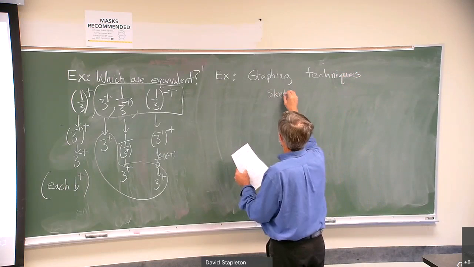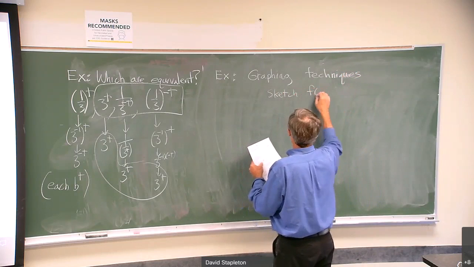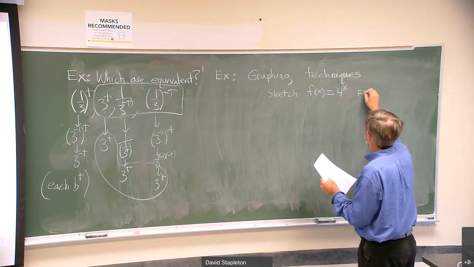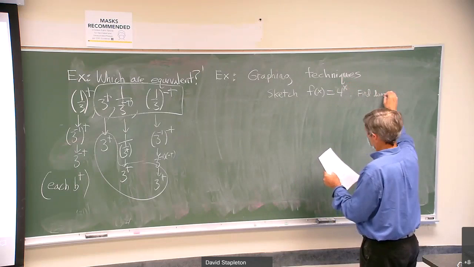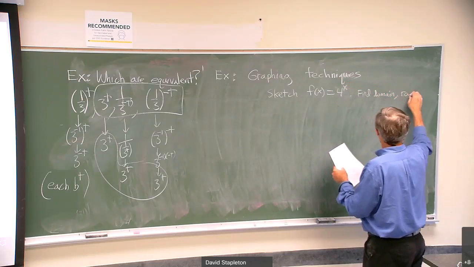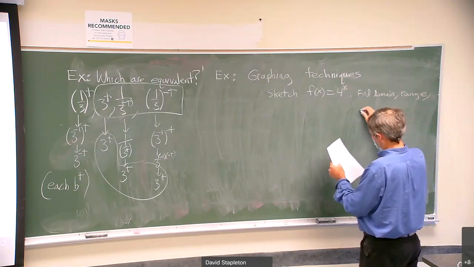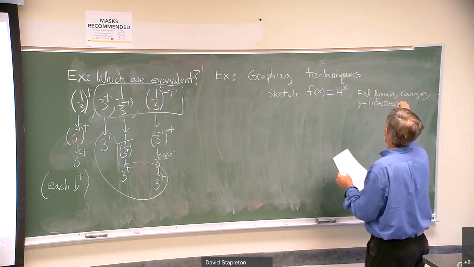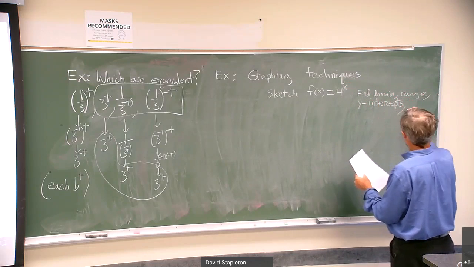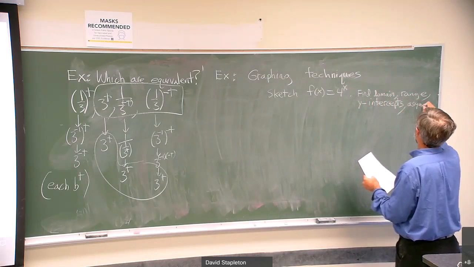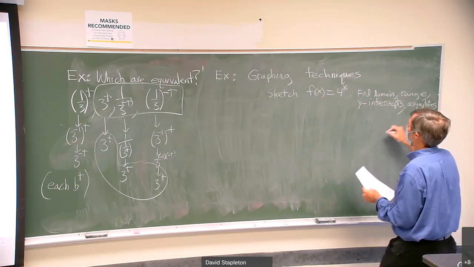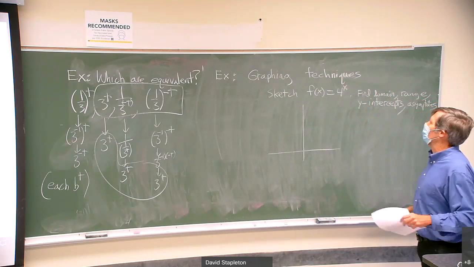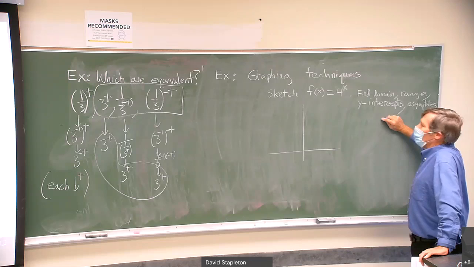Sketch f of x equals 4 to the x. Find the domain, range, y-intercept, asymptotes. You can make a table to sketch this, but I can sketch it actually without very much trouble at all.